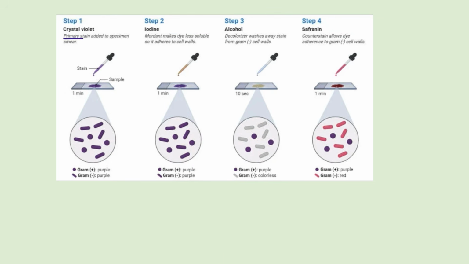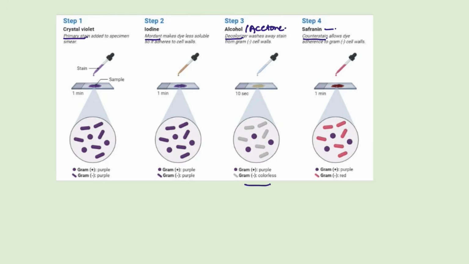First the primary stain is added, followed by the mordant, and most important, the decolorizer. It could be acetone or alcohol, and this is the most important step, which differentiates between the positive and the negative. The last one is the counter stain, which can be carbol fuchsin or safranin.